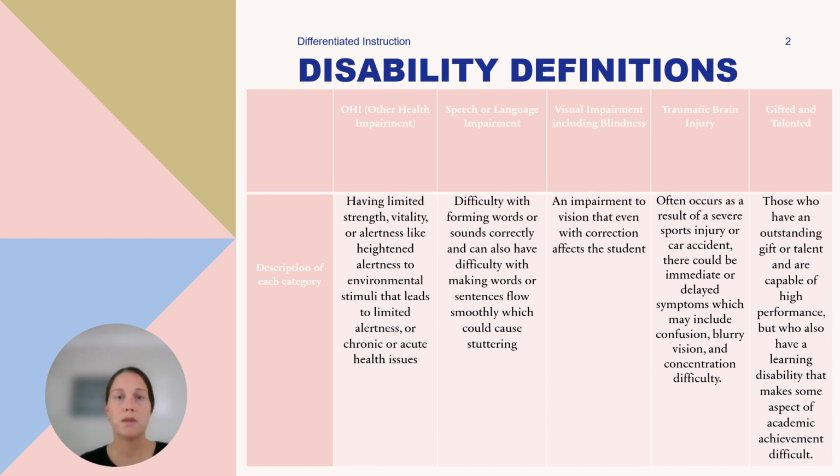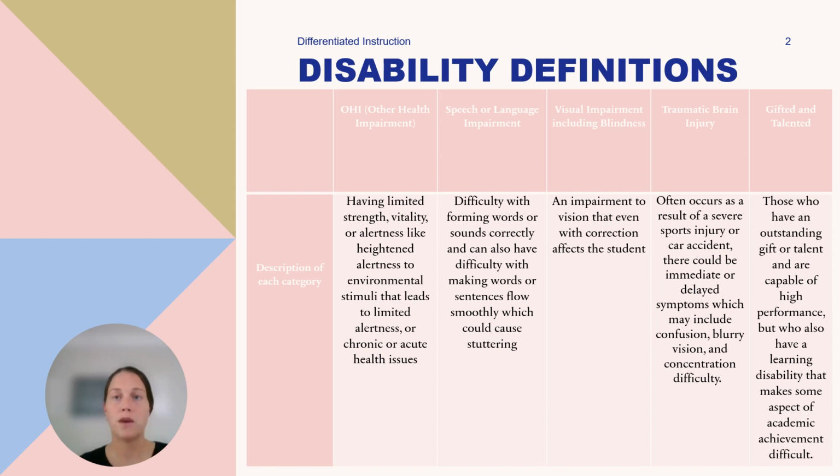Second, speech or language impairment. This is a difficulty with forming words or sounds correctly and can also have difficulty making words or sentences flow smoothly, which could cause some stuttering. Third, visual impairment including blindness. An impairment to vision that, even with correction, can affect the student.